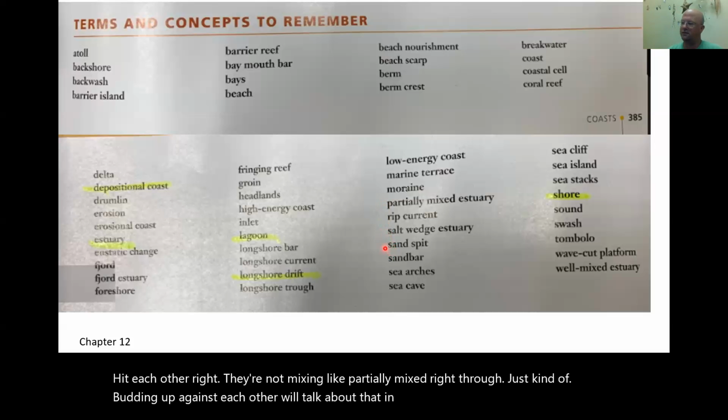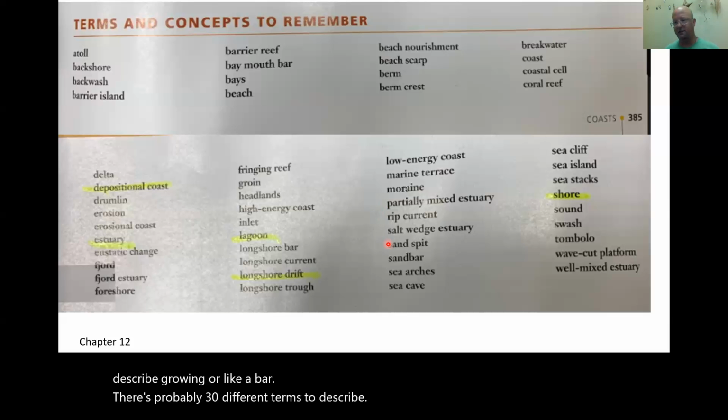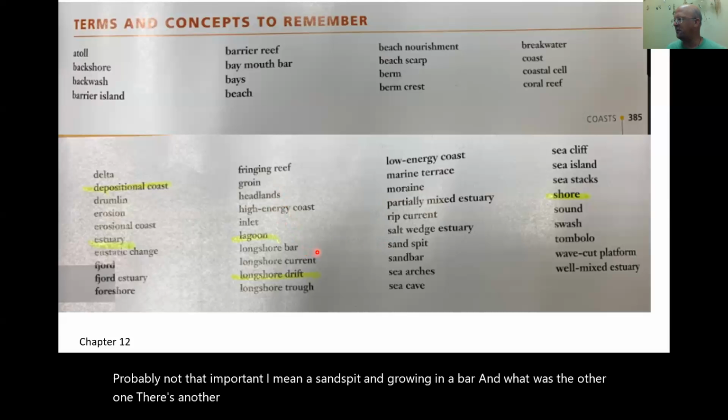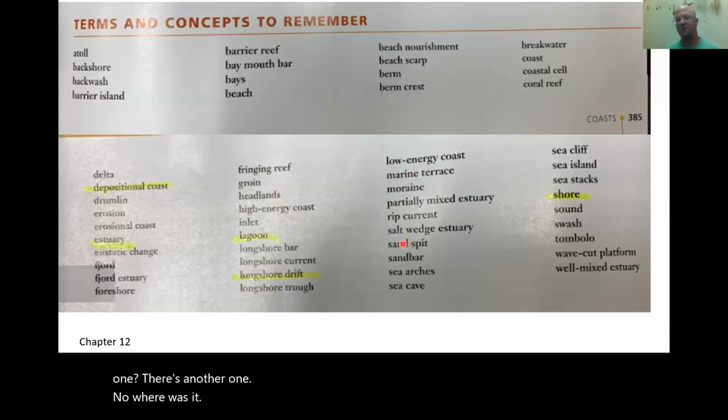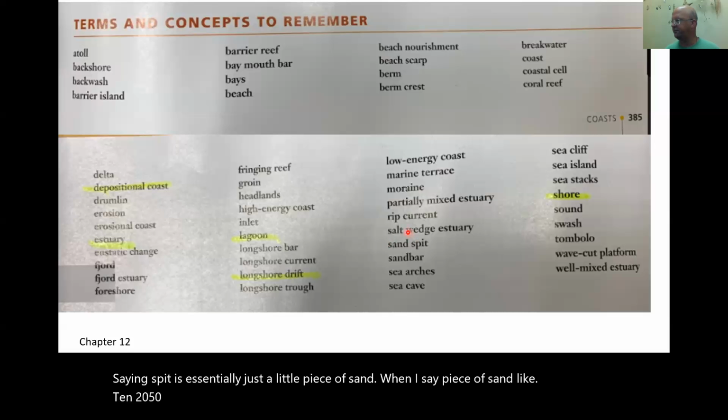Sand spit, just another way to describe groin or a bar. There's probably 30 different terms to describe sand at a beach. Probably not that important, a sand spit and a groin and a bar. But a sand spit is essentially just a little piece of sand. When I say a little piece of sand, I mean 10, 20, 50 meters, right, on the beach.